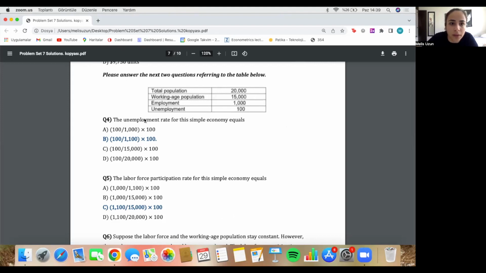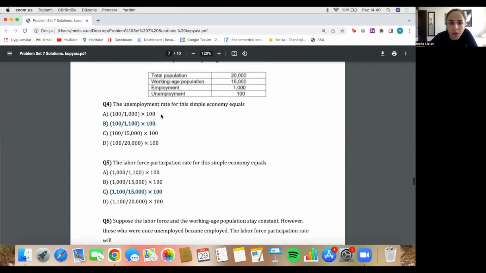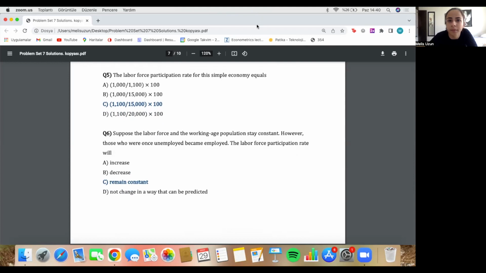So let's look at the other question. Suppose the labor force and working age population stay constant. However, those who were once unemployed become employed. The labor force participation rate remains constant, because how do we calculate labor force participation rate? Let me write it. So the labor force participation rate is equal to, maybe it would be better if I do this. Let me.